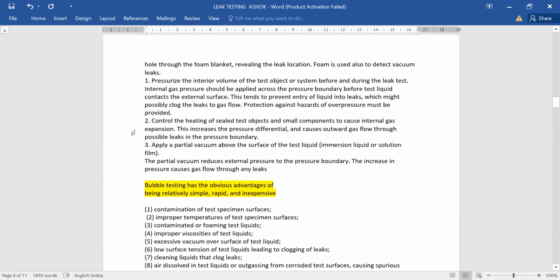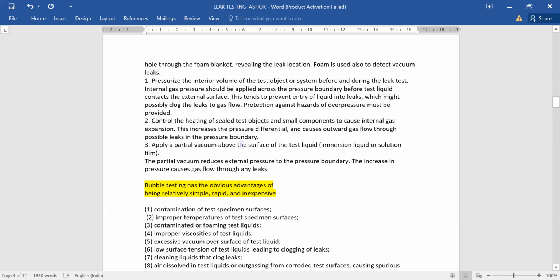This bubble leak test pressurizes the interior volume of the test object or system before and during the leak test. Internal gas pressure should be applied across the pressure boundary before the test liquid contacts the external surface, to prevent entry of liquid into leaks, which might clog the leaks to gas flow. Protection against hazards of overpressure must be provided. Control the heating of sealed test objects and small components to cause internal gas expansion. This increases the pressure differential.